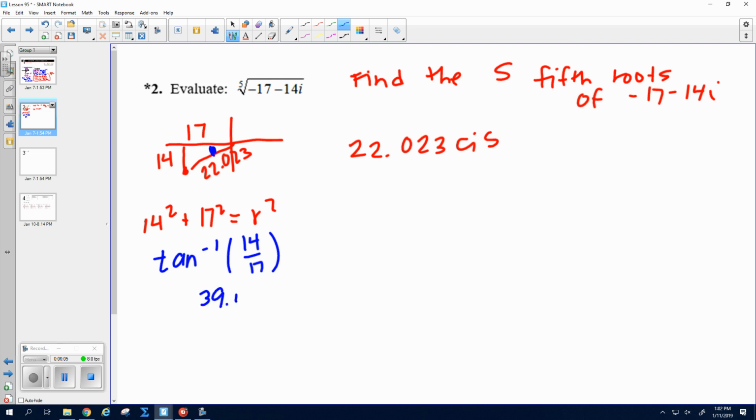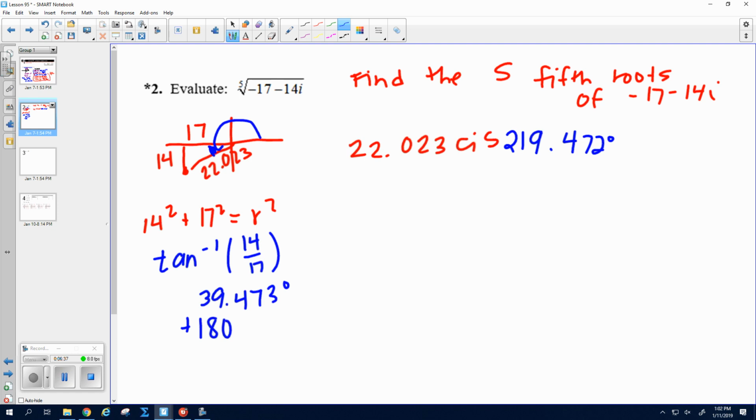That's actually 39.473 degrees right here. But when I'm in cosine i sine form, where do I need to start my rotation? The positive x-axis, yep, all the way over. So what do I need to add here if I'm in quadrant 3? Yeah, so I'm going to add 180 degrees, and that's going to give me 219.472 degrees.